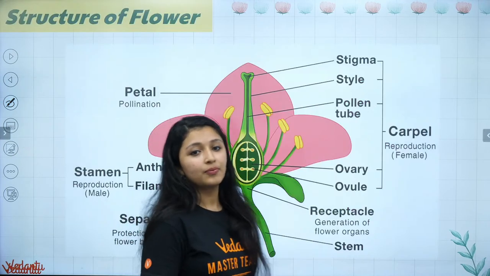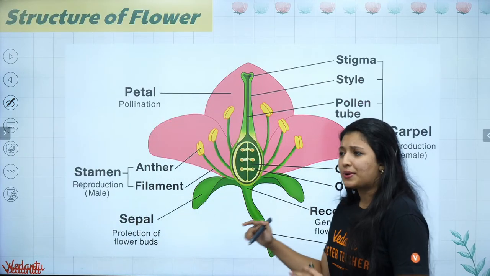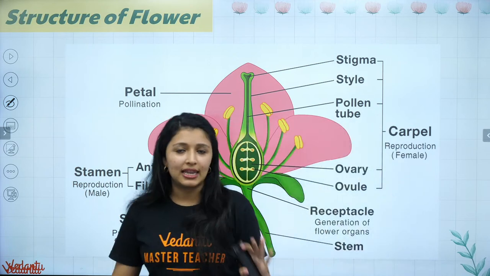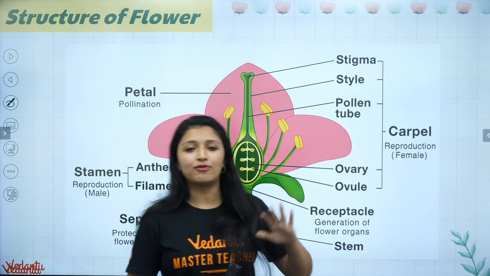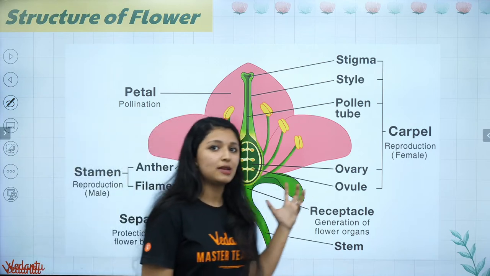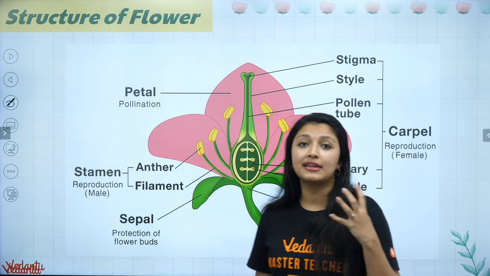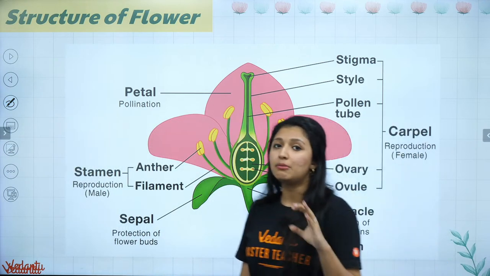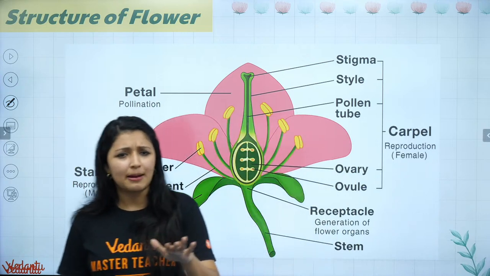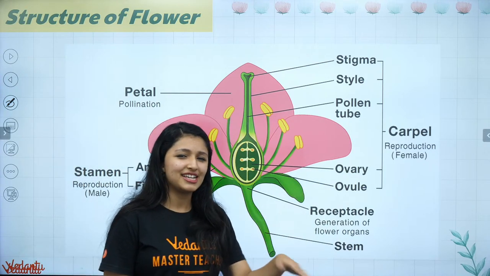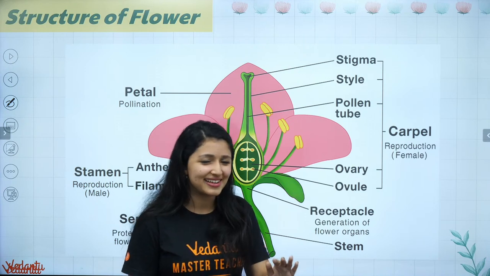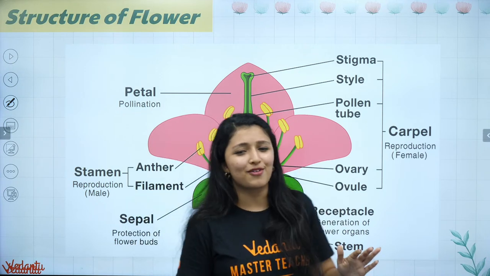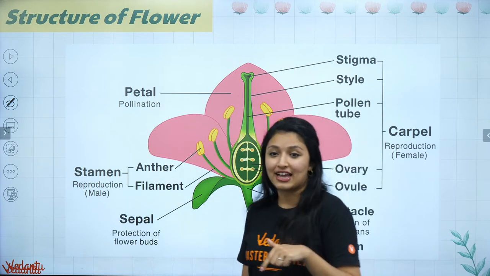Now, the structure of a flower is something we have all learned in our 11th morphology. I don't have to repeat all of this or go into detail because we have learned about the flower in 11th, in the chapter Morphology of Flowering Plants. For the legends, I will be taking morphology slowly, so you can check that.